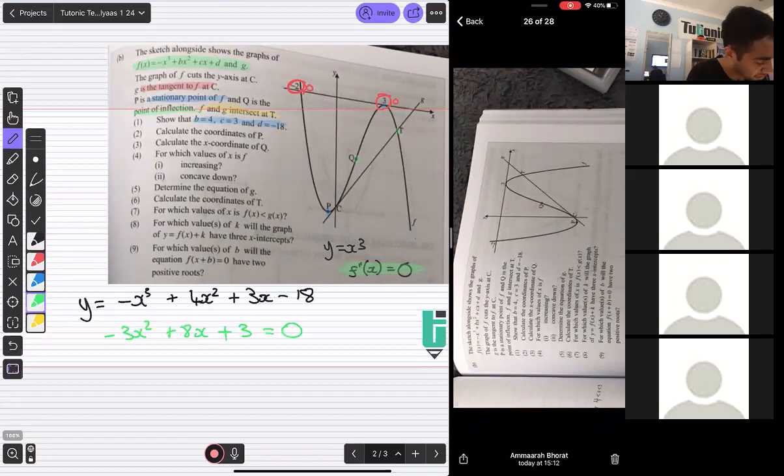And you know one of the answers is going to be 3. So you could say 3x squared minus 8x minus 3 equals naught. 3x, and you know one of the answers is going to be 3, so you can have that as a bracket, and it becomes plus 1. So therefore x equals minus 1 over 3. That looks kind of right. So you can see it's very close to the y-axis.